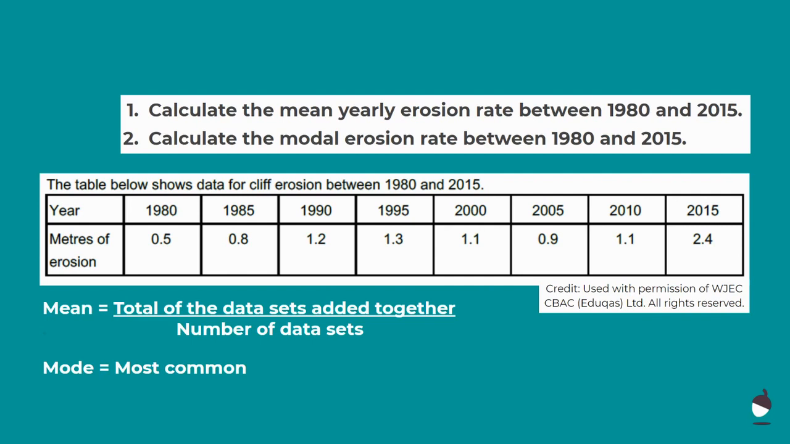So there is 1980, 85, 90, 95, 2000, 2005, 2010, 2015. So that's 8 data sets. So the mean is all the numbers added together divided by 8. Mode is the most common, and I remember it just by those first 2 letters, M-O. Mo is the same as most, M-O.